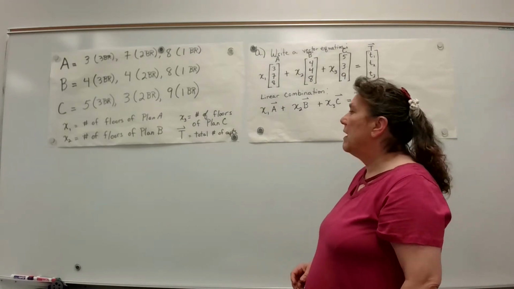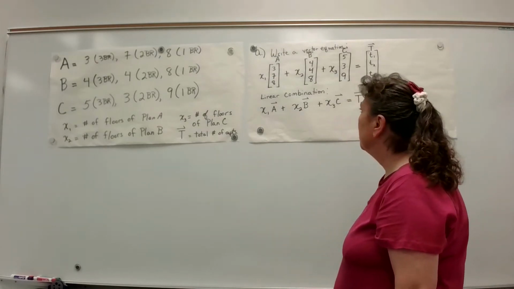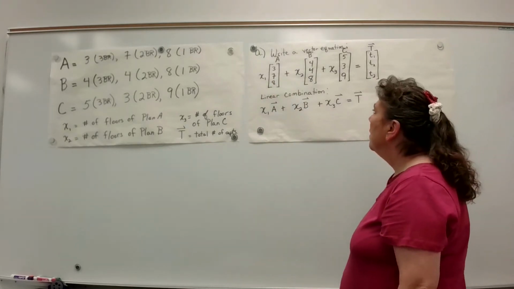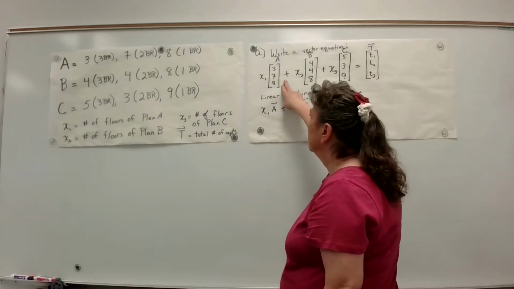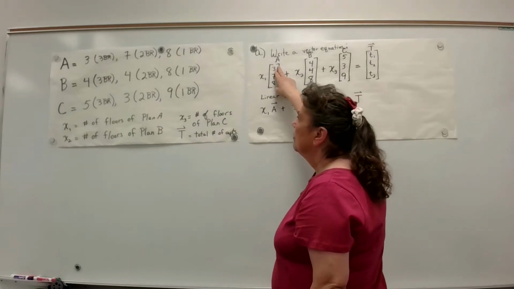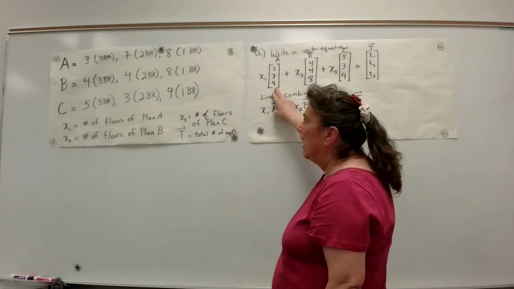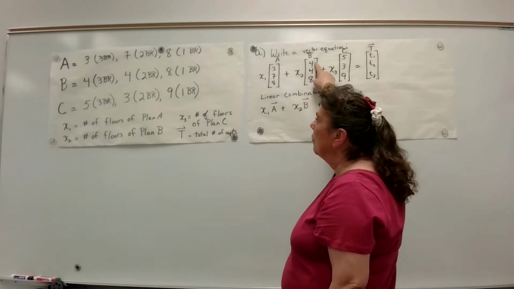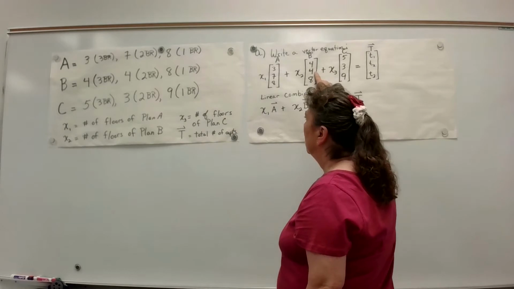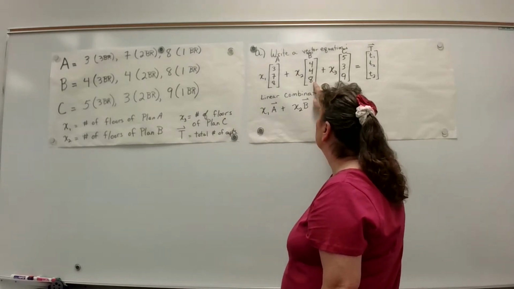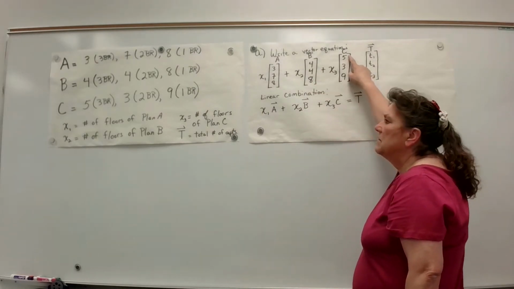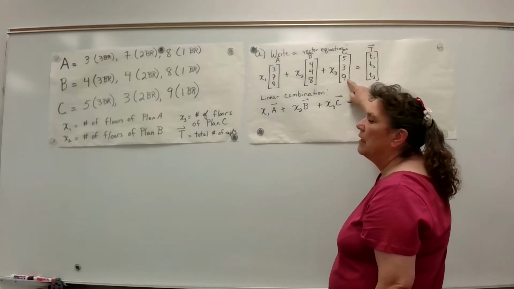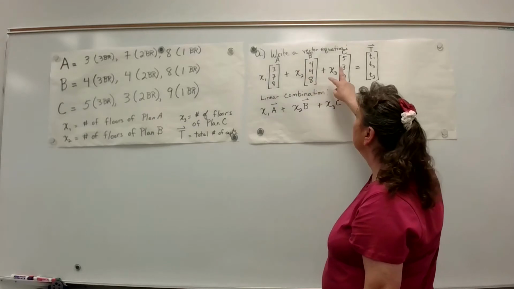Now, Part A said to write a vector equation using the information that was given. My first vector is A, which is expressed as 3 3-bedroom, 7 2-bedroom, and 8 1-bedroom apartments. Vector B is 4 3-bedroom apartments, 4 2-bedroom, and 8 1-bedroom. And vector C is 5 3-bedroom, 3 2-bedroom, and 9 1-bedroom apartments. So there are your 3 vectors.